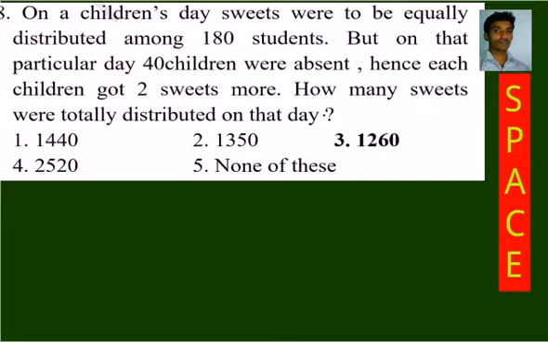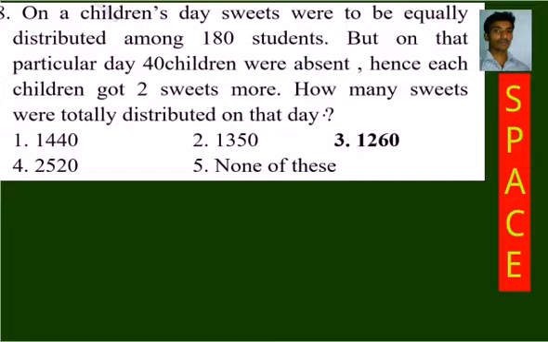On a Children's Day, sweets were to be equally distributed among 180 students, but on that particular day, 40 children were absent. Hence, each student got 2 sweets more. How many sweets were totally distributed on that day?